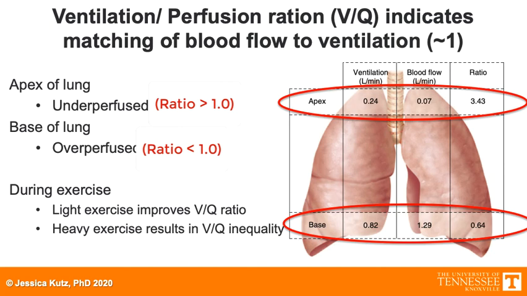So then what happens when we're exercising and we know we have pressure changes in the chest cavity that are going to influence the perfusion of the lungs? Well, during light exercise, what we see is an improvement in perfusion of the entire lung, which then can improve overall gas exchange. Whereas when someone is doing heavy exercise, this may result in a small inequality of that ventilation perfusion ratio. So sometimes you have very minor impairments in gas exchange with very heavy exercise.